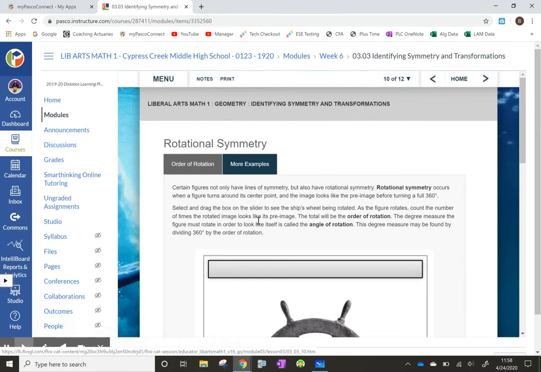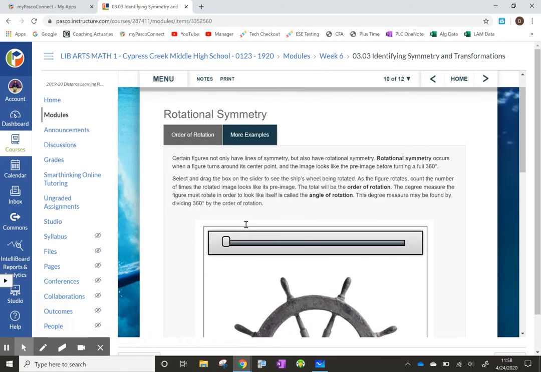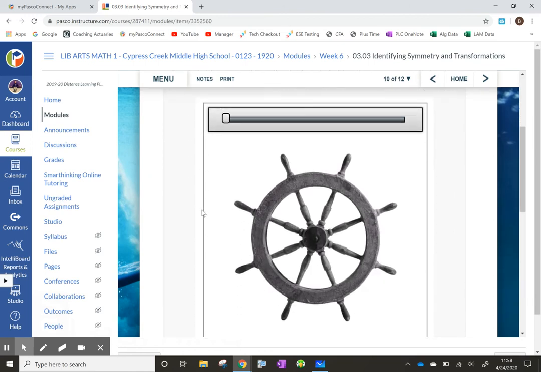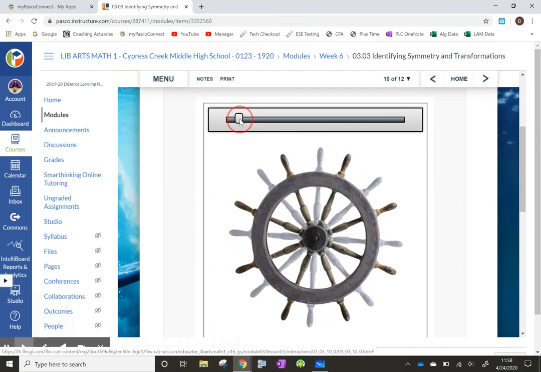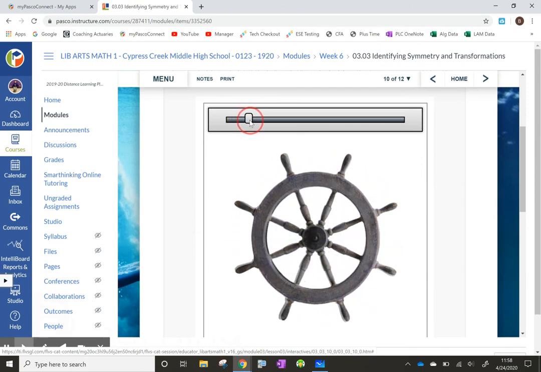Now, is this the part where it gets more interesting? Yes. So rotational symmetry. This is happening when you turn something. Now, if you look at this helm, or as I like to call it, the steering wheel of a ship, if you turn it, how many times will it become the exact same shape? So let's turn it just 1 turn, not full rotation, but let's turn it 1 time. There, right there, it's the exact same shape again.